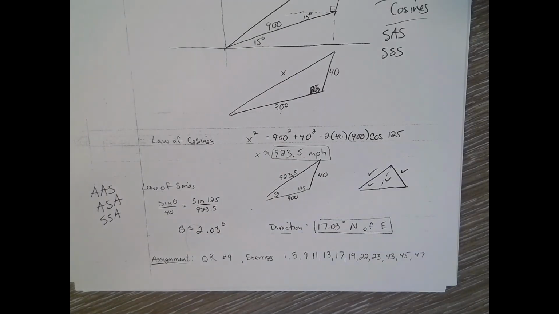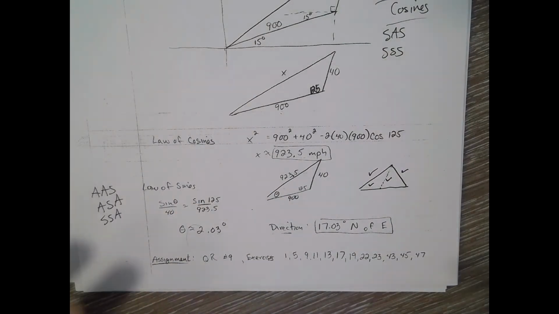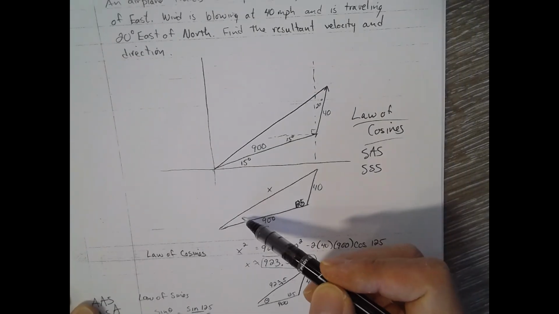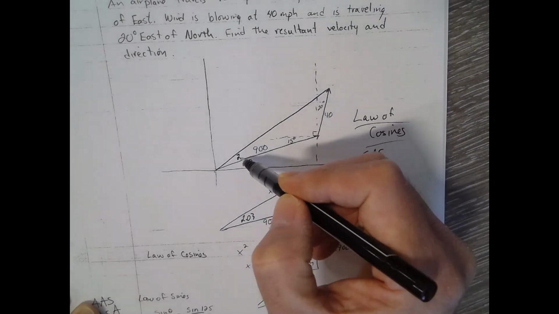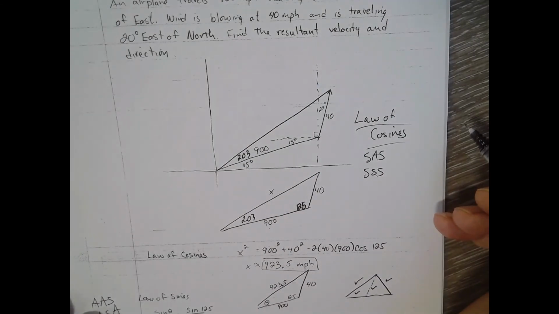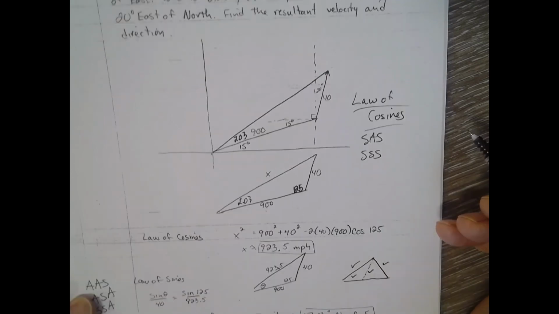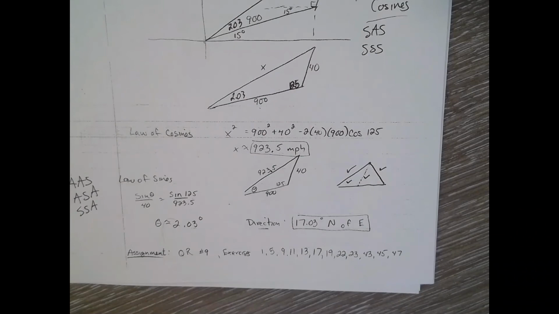You'll get sine theta equals a number, do inverse sine, you get 2.03. Okay, so that's how big this angle is. Do we have to change our calculators? Yes. You have to be in degrees. So it looks like it's 17.03 degrees north of east.